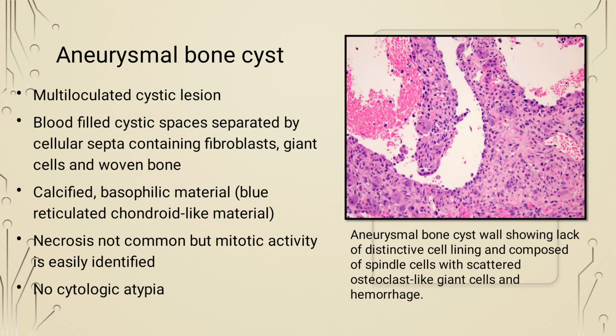In this photomicrograph, we can see an aneurysmal bone cyst wall showing lack of distinctive cell lining and composed of spindle cells with scattered osteoclast like giant cells and hemorrhage.